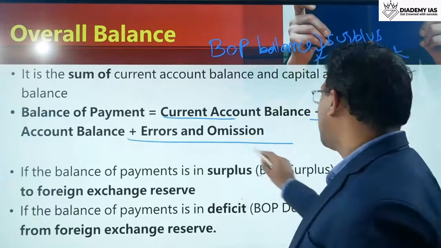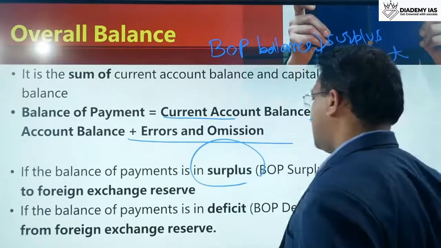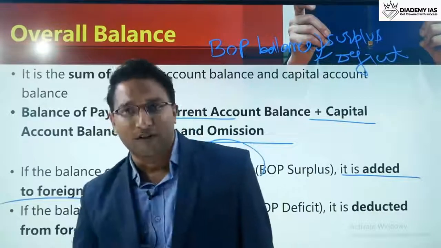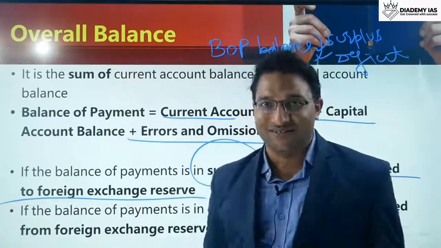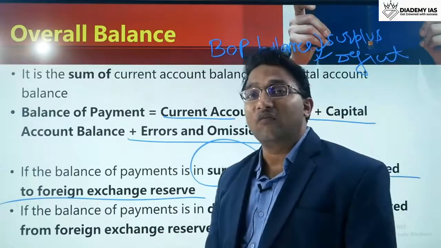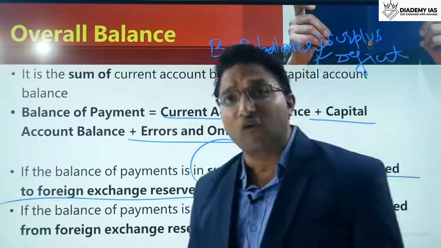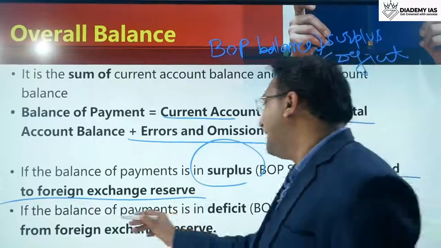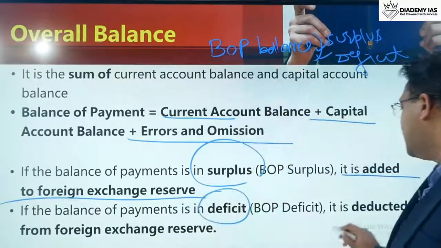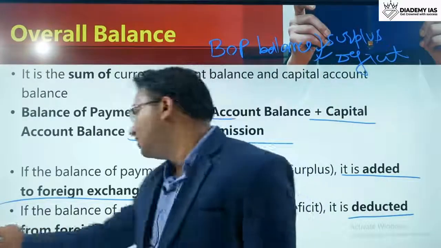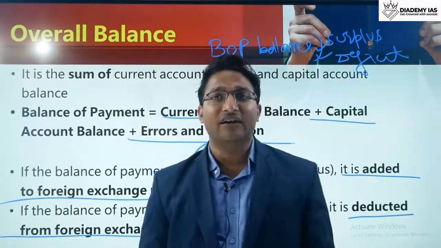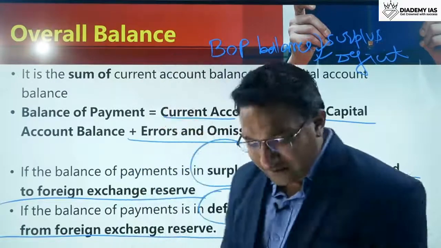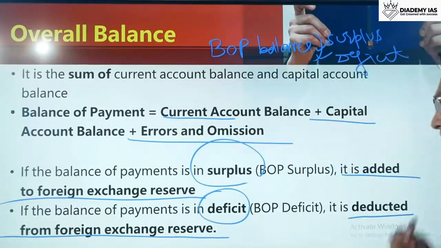If the balance of payment is surplus, it is added to the foreign exchange reserve, right? So surplus balance of payment means the receipt of foreign exchange is more than the payment of foreign exchange. So definitely the stock of foreign exchange that we have in the country will increase. If the balance of payment is in deficit, that means there will be deduction in the foreign exchange reserve. So in this case, the payment of foreign exchange is more than the receipt of foreign exchange. So definitely this will result in the reduction of the foreign exchange reserve.